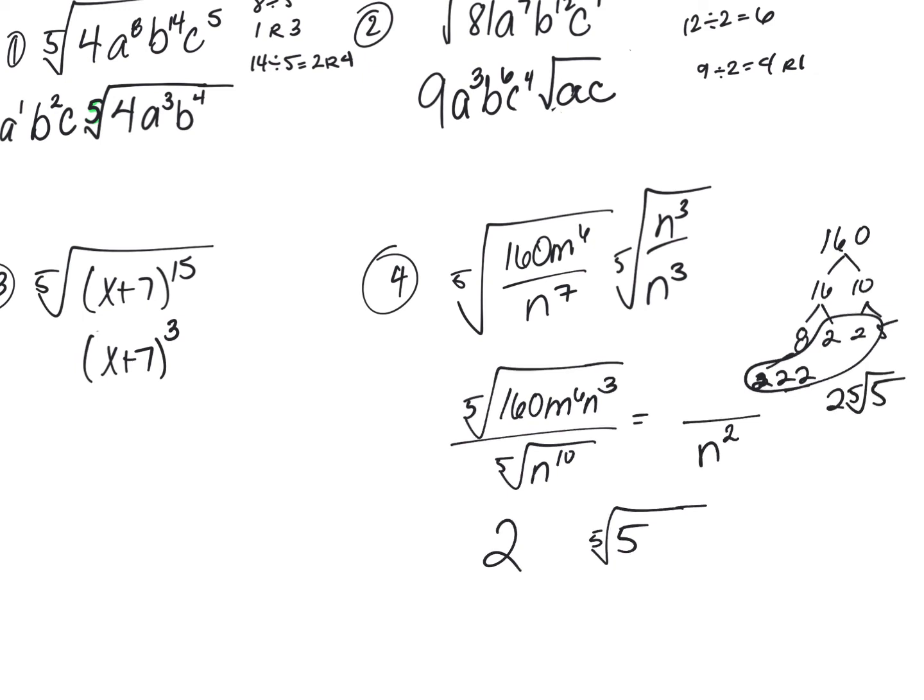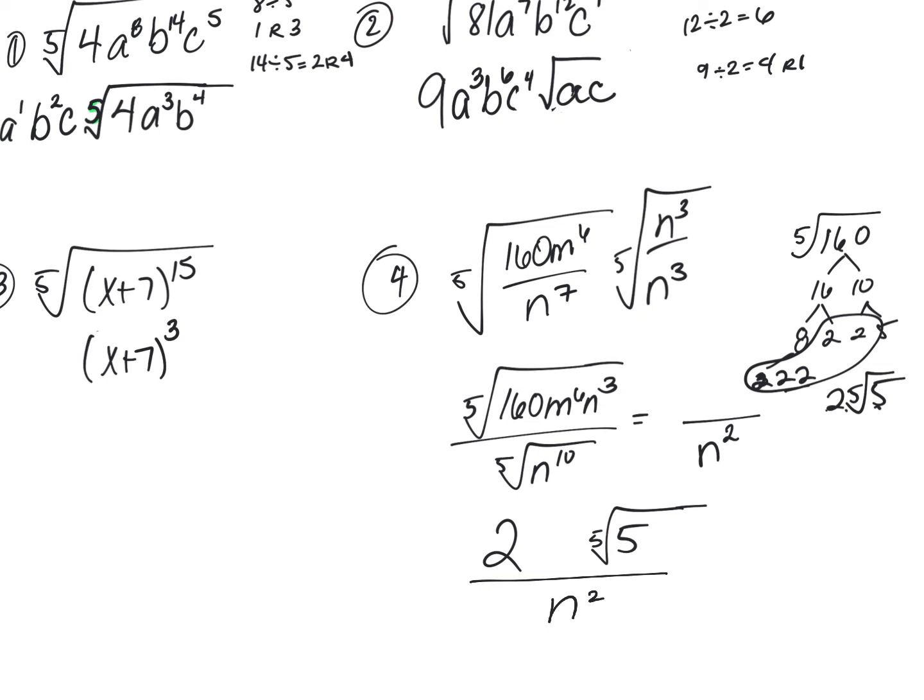Well, this kind of is encroaching on it, so I'll move it over here. 2, 5th root of 5 is what the 5th root of 160 is. Because there's 5 2's, right? Under a 5th root, I'm looking for a group of 5 of the same number. So the 2 comes out and the 5 stays in. Yeah, it's 2 5th root of 5.